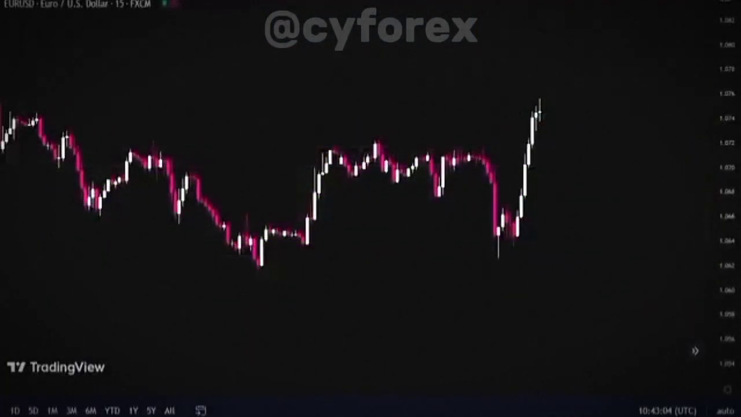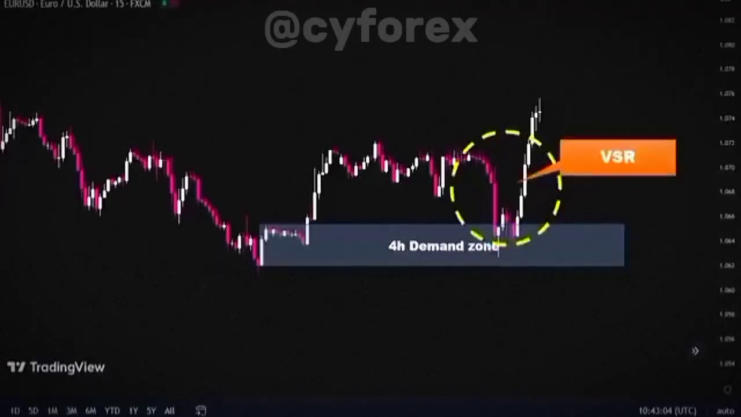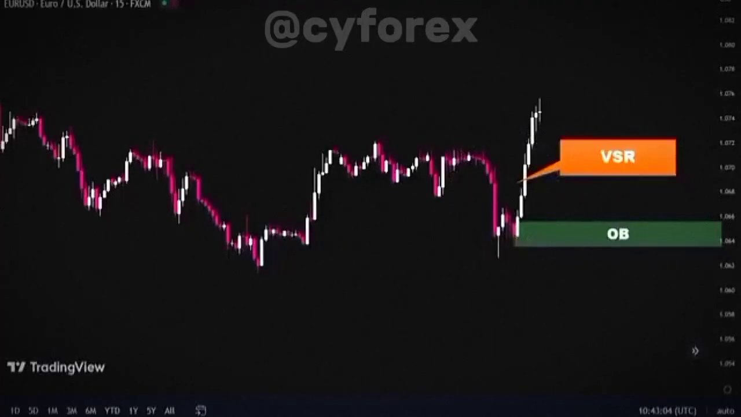Here we have the Euro-dollar 15-minute time frame on our chart. As you can see, the price suddenly dropped and formed a bottom. After hitting a higher time frame demand zone, it quickly rose back up to its previous level and formed a V-shaped pattern, leaving a perfect new demand zone behind. This provides a great opportunity for us to go long from our new zone.